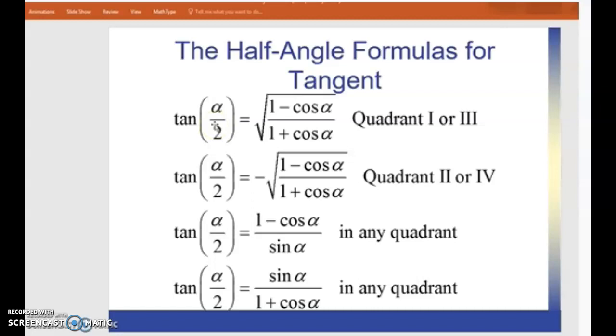For tangent, there are 4 half angle formulas. So lots of things that we can substitute with the tangent of alpha over 2, the angle measurement divided by 2. So like with our other trig functions, please pause the video and copy these as well so they will be at your fingertips.